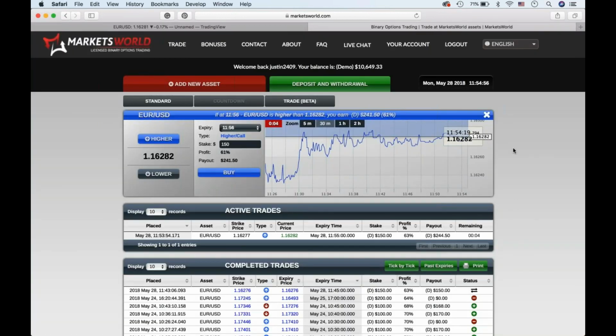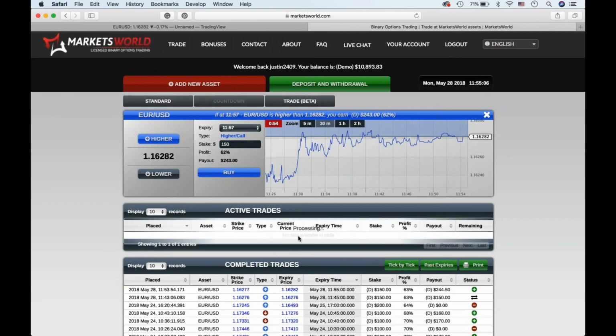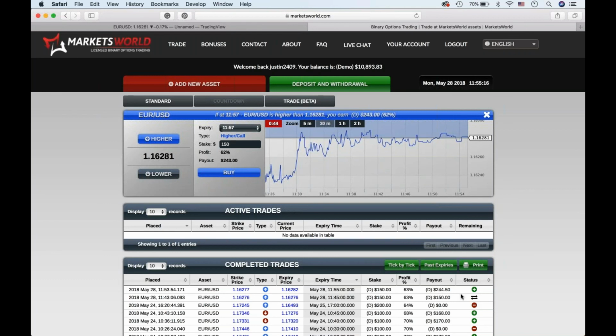And we have 5, 4, 3, 2, 1. There we go. Here's our win. Entered at 277. Current market at 282. And there we go. We invested $150. The payout was $244, which was awesome. So yeah, 63% in, and we're good.